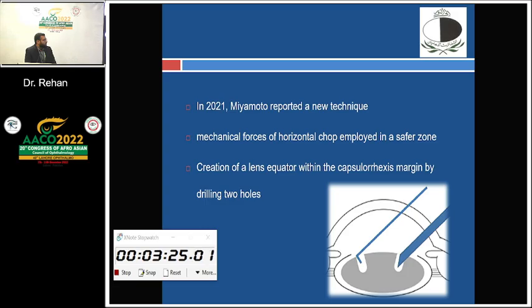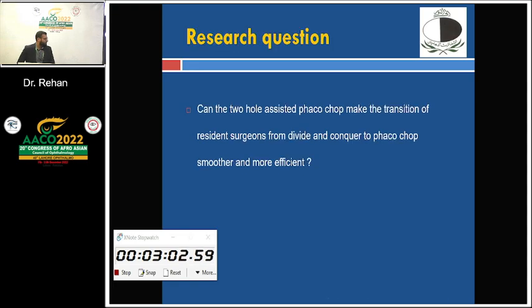In 2021, Miyamoto reported a new technique for residents who want to shift from trenching techniques to direct chop. It allows residents to perform the horizontal maneuvers while staying within the rhexis margin. He proposed drilling two holes within the rhexis margin, placing the chopper in one hole and the phaco tip in the other, and then joining them. Our research question was: can this technique allow residents to do a safe and effective surgery and help them transition from trenching to chopping techniques?